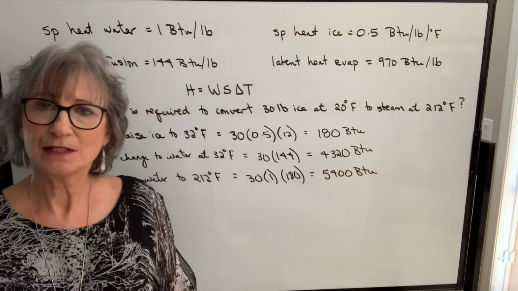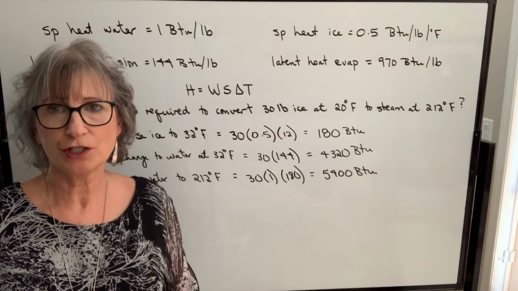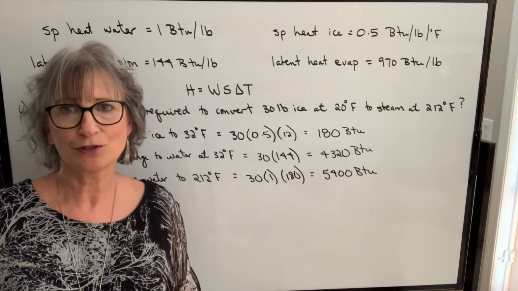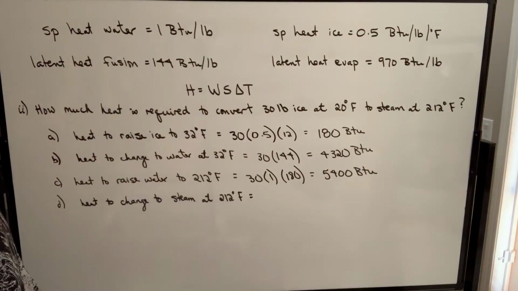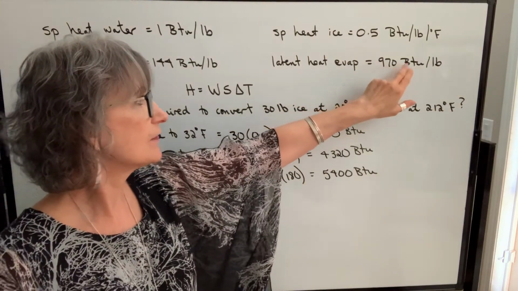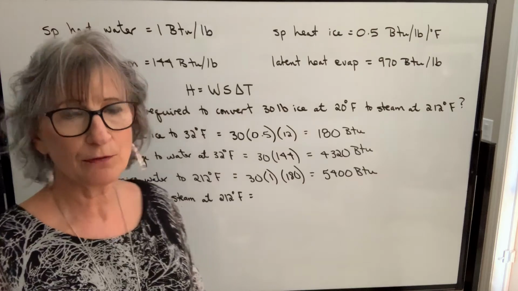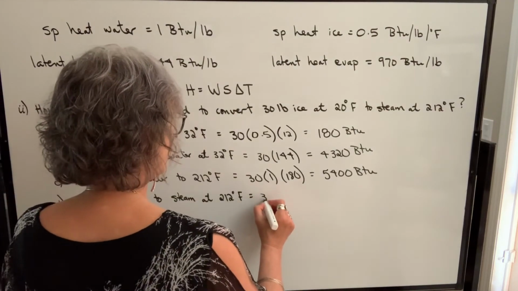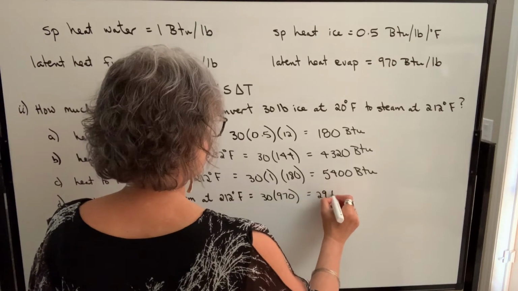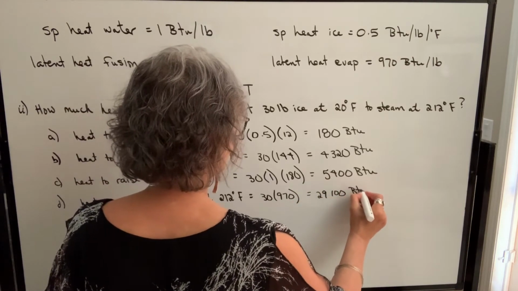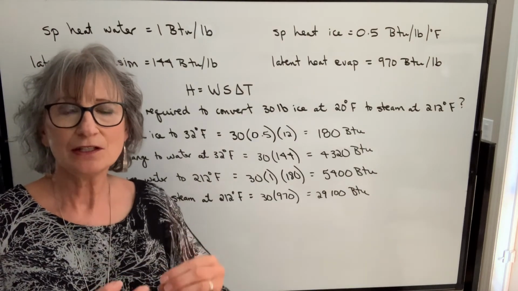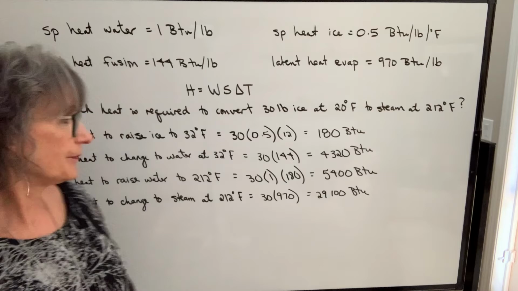The last step is figuring out how much heat is required to change it from water at 212 degrees Fahrenheit to steam at 212 degrees Fahrenheit. And in order to do that, we're going to use the latent heat of evaporation, which is 970 BTUs per pound. We have 30 pounds, so we're going to multiply 30 times 970, which is 29,100 BTUs. So we have to go through a number of steps to figure out the heat quantity at each of those steps.